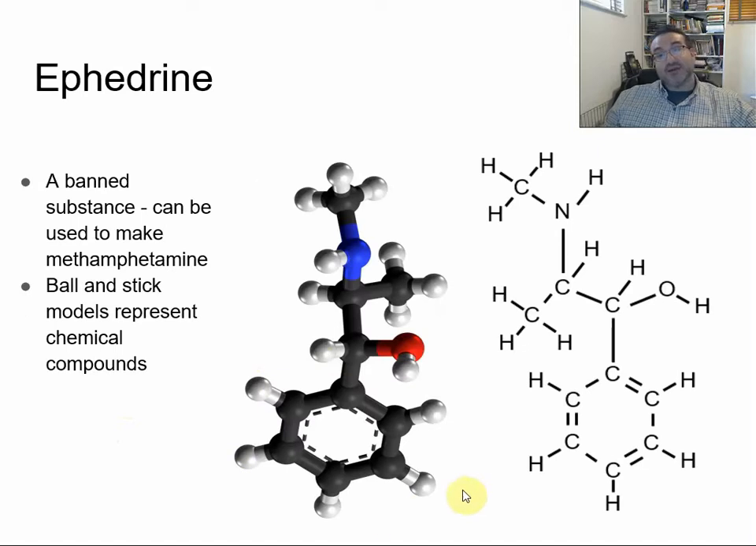Here's ephedrine. It's another chemical held together with covalent bonds. Now, ephedrine's a banned substance because only changing a few of these molecules around gives us the illegal narcotic known as methamphetamine. You can see a different way of showing it called a ball and stick model. That helps represent the chemical compound by the different atoms, and there's some color coding. Red for oxygen, blue for nitrogen, black for carbon because it's very common, and white for hydrogen because it's also very common.